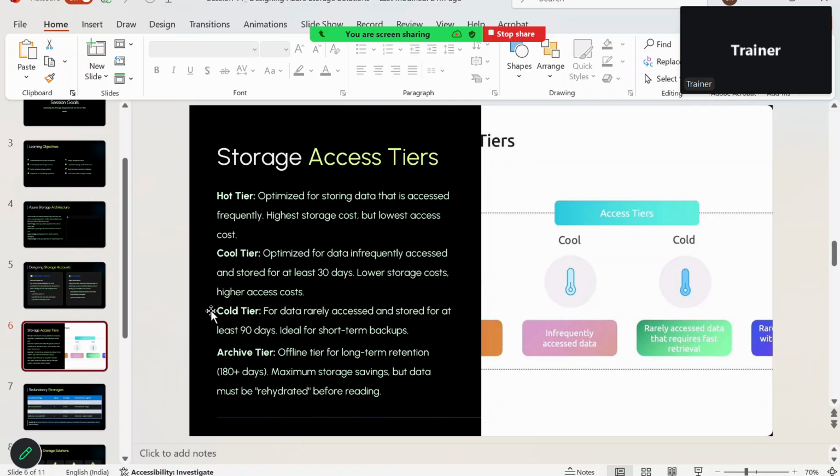So what is Azure Blob Storage? Blob Storage is an Azure object storage service used to store unstructured data. And why do we need blob storage? Traditional file servers struggle with millions of files, metadata, and global access. And blob storage provides massive scale, high availability, durability, and cost effectiveness.